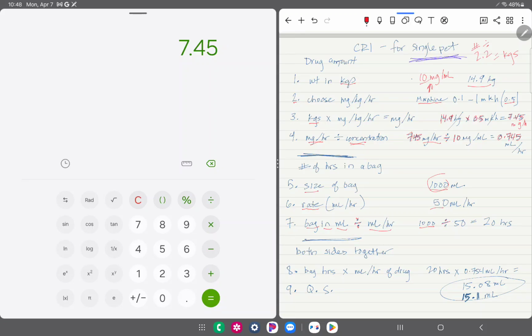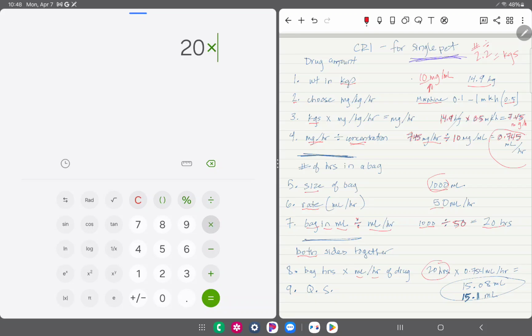So we chose 50, so divided by 50, that gives us 20 hours. So you're going to have 20 hours worth of medicine and fluids running into this animal. So if we put both sides together now, you've got the bag hours that you just figured out, 20, times the mil per hour of the drug we figured out, which is way back here, 0.754 mil per hour.